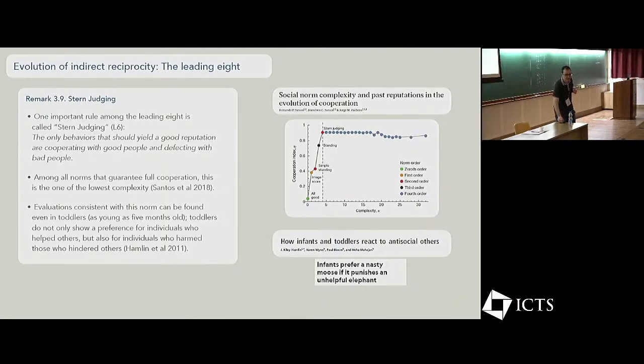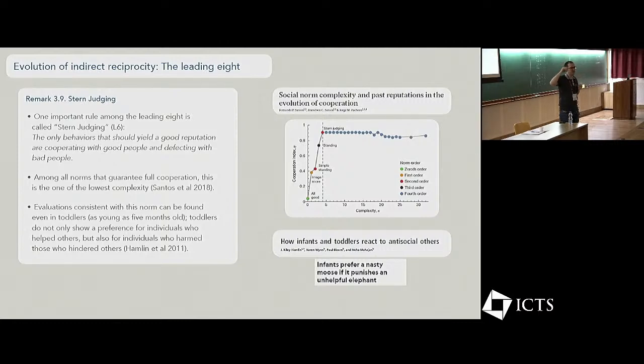So first order is if your social norm only depends on what you do. For example, image scoring is a first order norm. If you cooperate, you're a good person. If you defect, you're a bad person. Second order is a norm if it also takes into account the recipient's reputation. So if you cooperate against a good person or if you cooperate against a bad person.